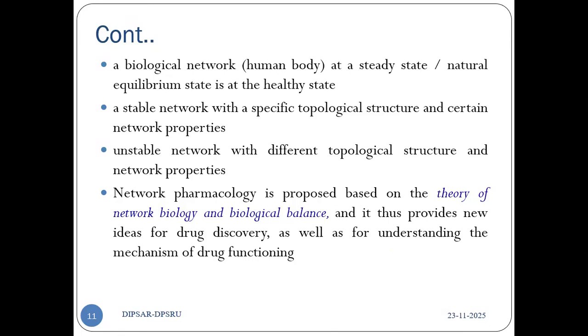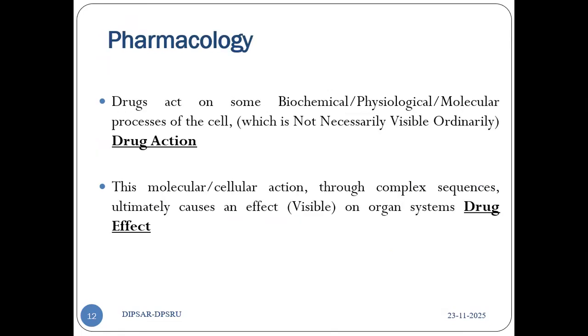But when these are altered, particularly when a disease is going to develop, the stable equilibrium state is going to be disturbed. By understanding what changes are happening in the networks, we can identify promising drug molecules. So as I said, in network pharmacology there are two things: one is pharmacology, another one is network.